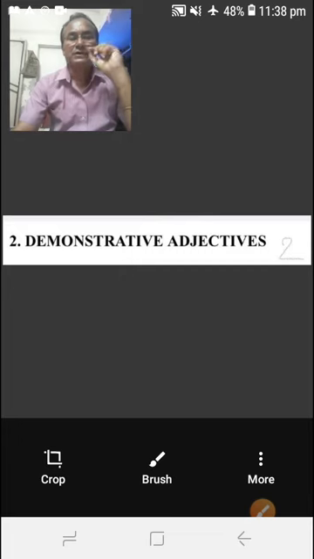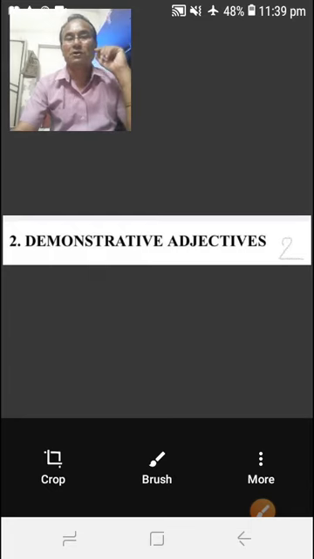Let's see what is the difference between demonstrative pronoun and adjective. We will see one example. That is your pen. We have used here 'that', but this is a demonstrative pronoun, as after 'that' we have used 'is'. That's why this is called demonstrative pronoun.